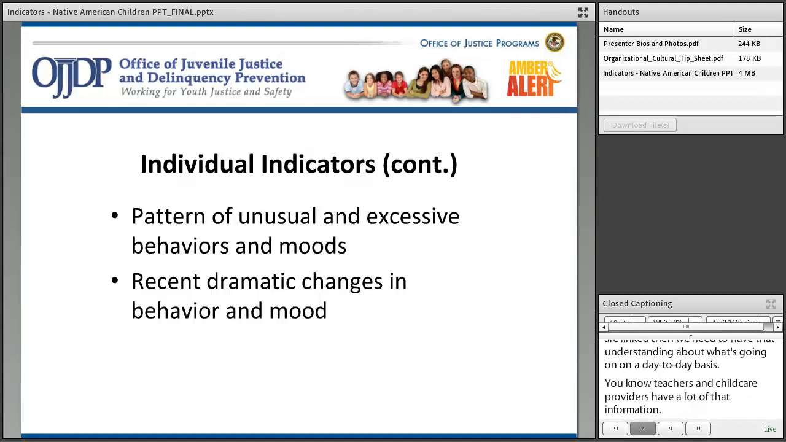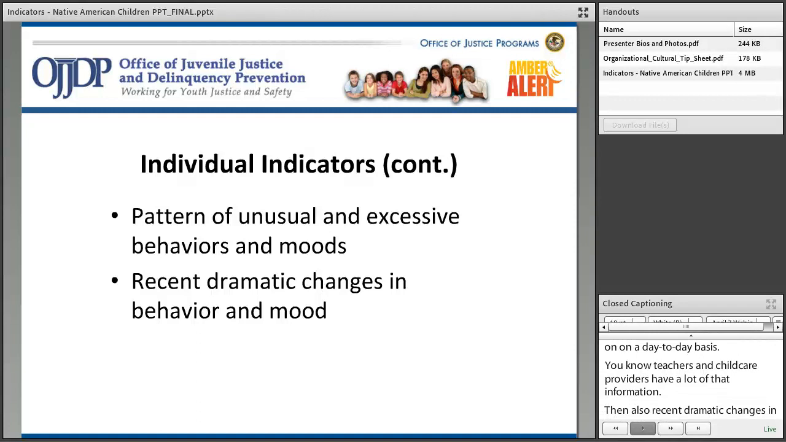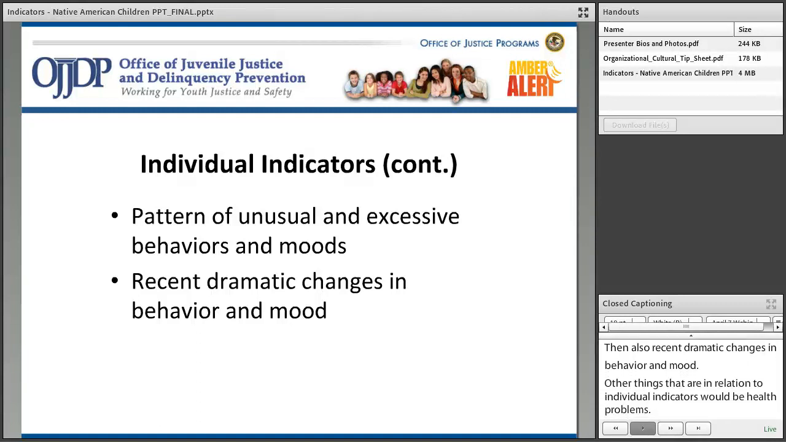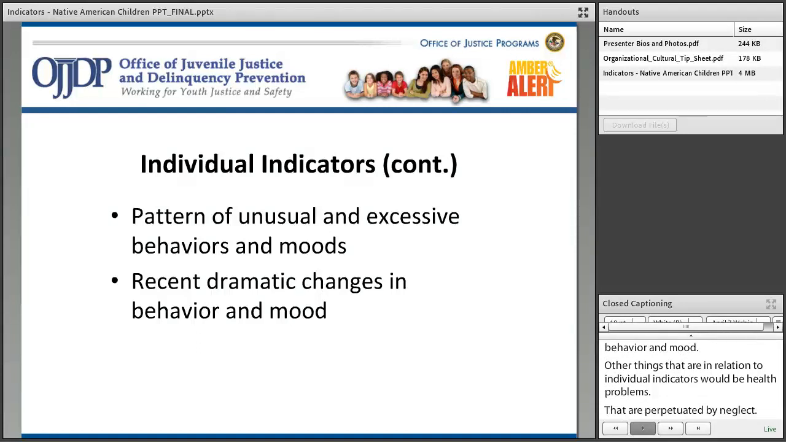Others that are in relation to individual indicators could also be health problems that stem or are perpetuated by neglect, such as head lice, impetigo, developmental delays, children exposed to methamphetamine, opiates, alcohol, and nicotine. I know most of you or all of you are aware that we have a higher number of children being born with disabilities, and some of those are hard to understand or to identify as whether these are just a natural occurrence or not.